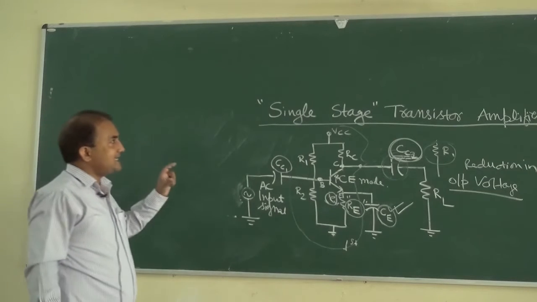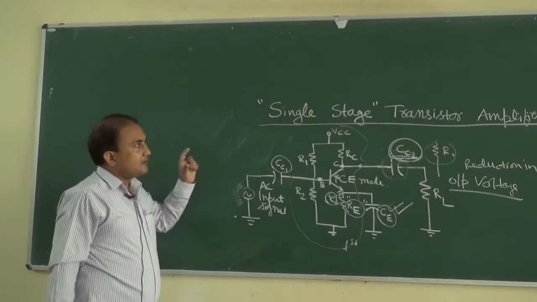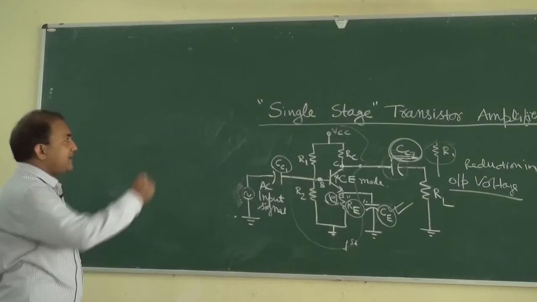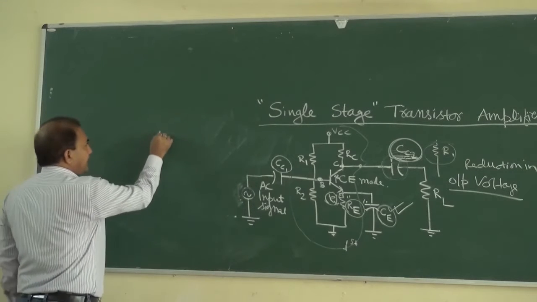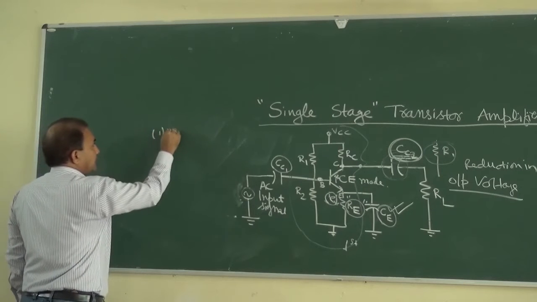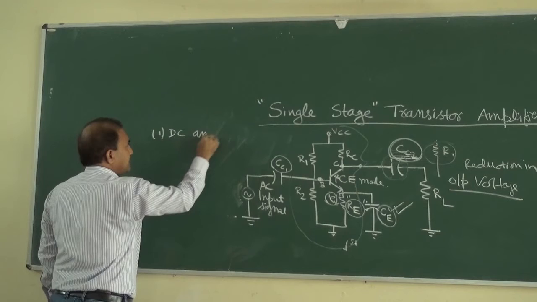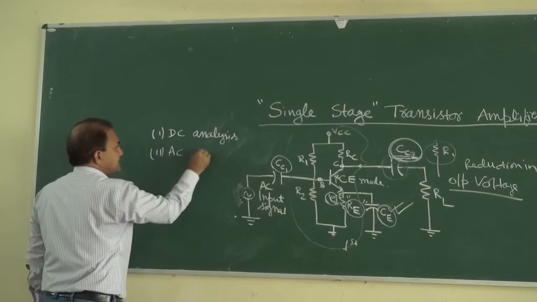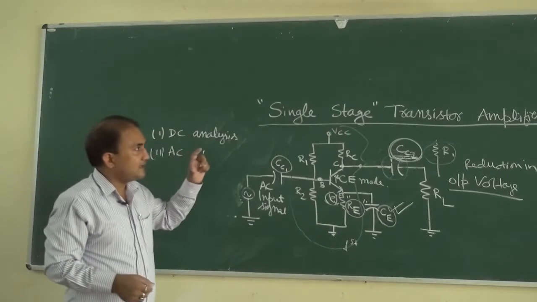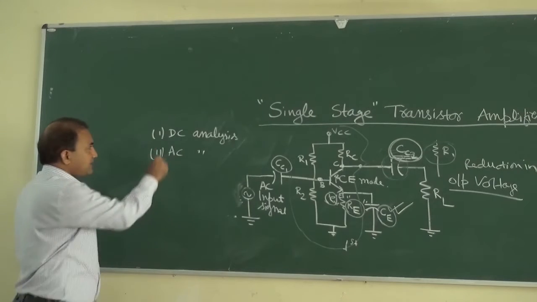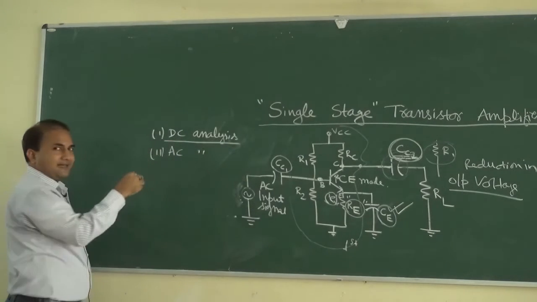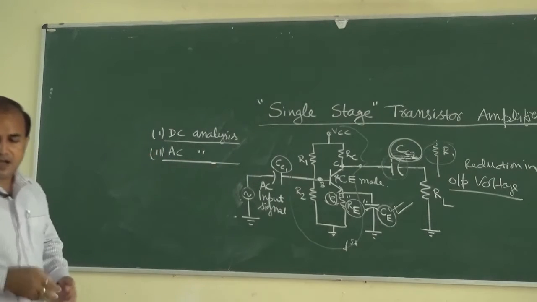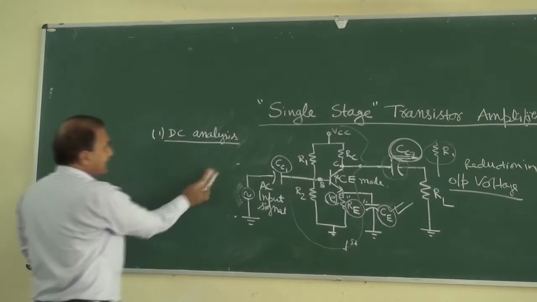Now we have to analyze this single stage transistor amplifier. In order to analyze this amplifier circuit, we have to represent it first in DC analysis and second in AC analysis. So we have to do first DC analysis of this circuit and then, second, AC analysis of this circuit. First of all, how can we do DC analysis for this circuit?